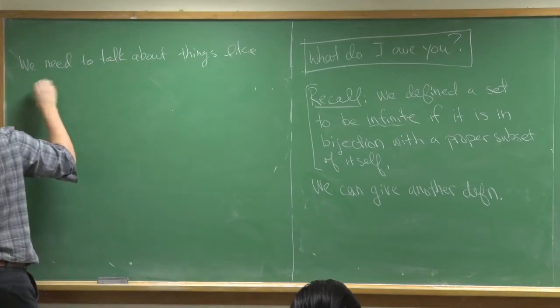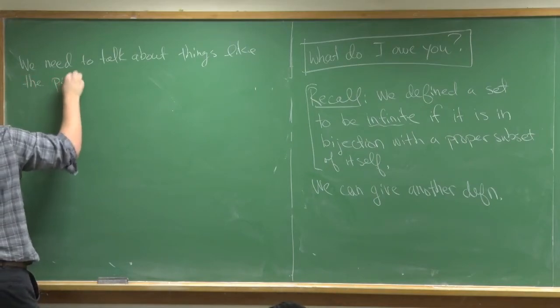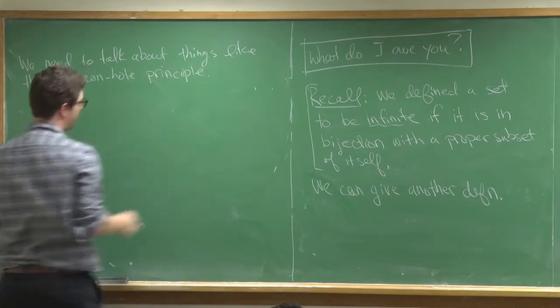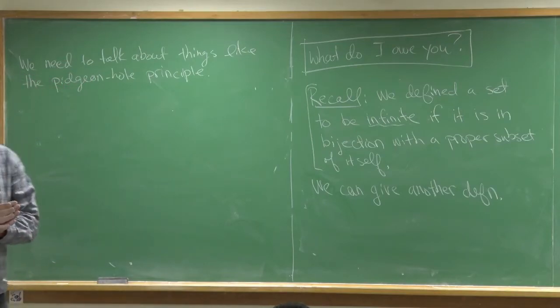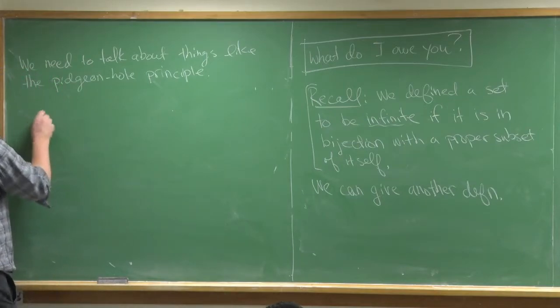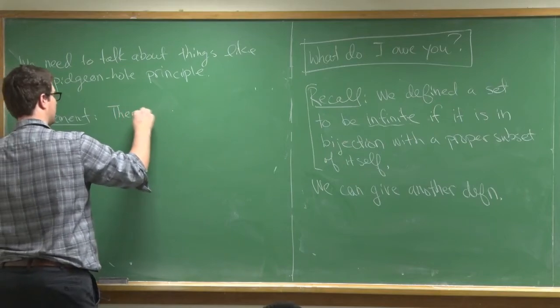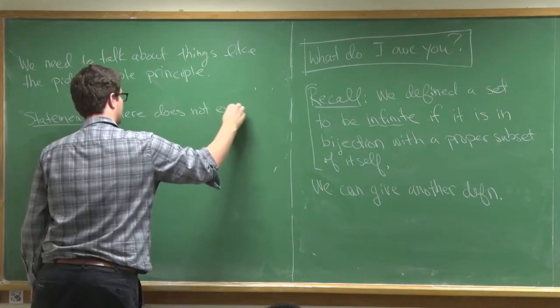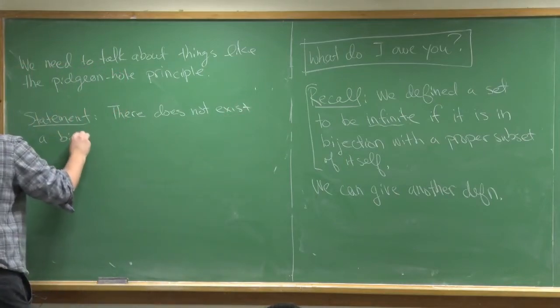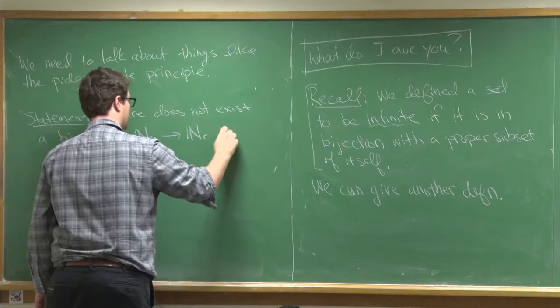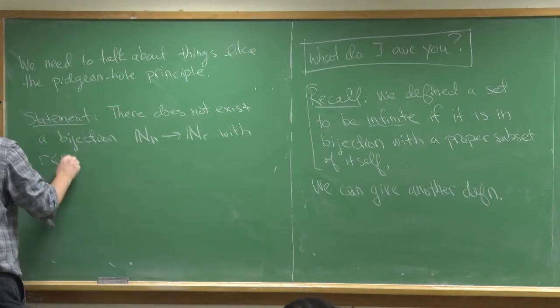In applications of and around the pigeonhole principle. Okay, and so what's the pigeonhole principle say? The pigeonhole principle shows that you can't have a bijection from, so the statement is, a bijection from a set with n elements to a set with fewer elements, strictly less than n.